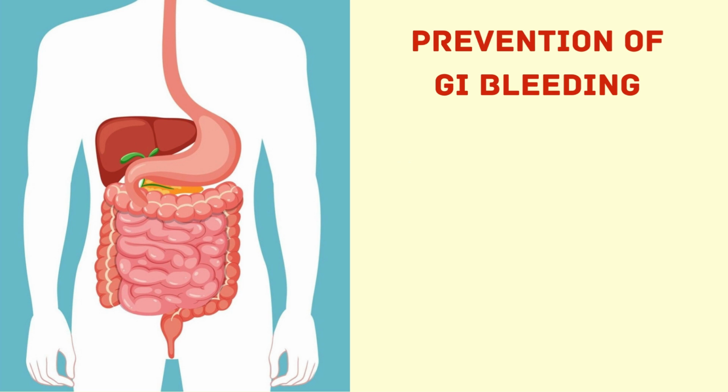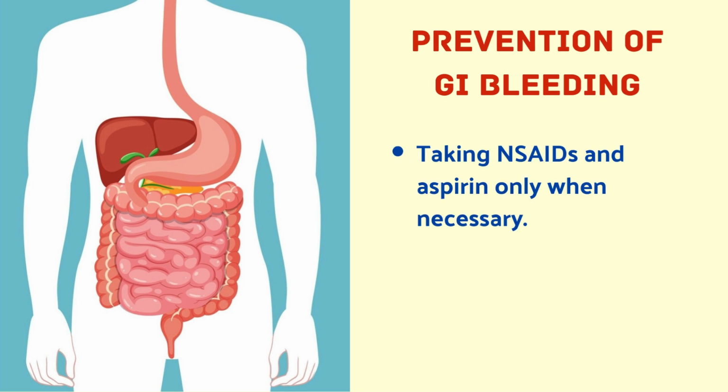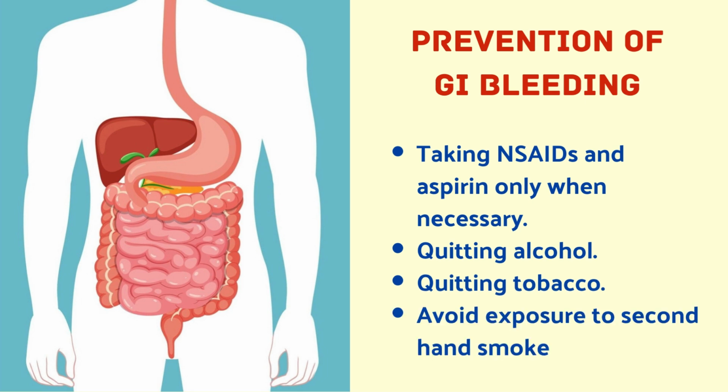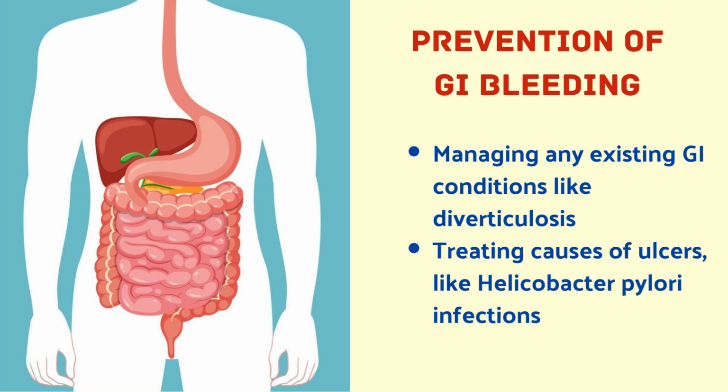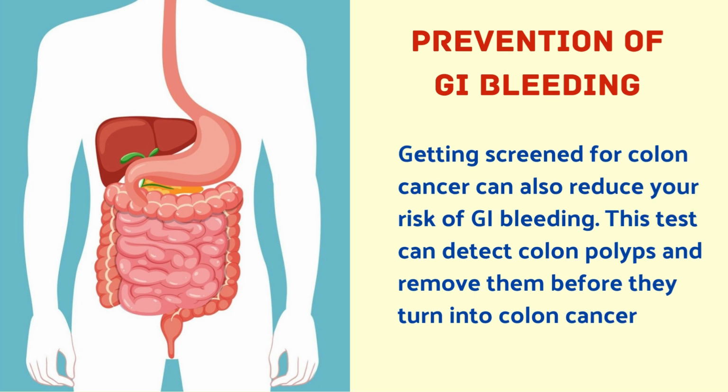Now let us discuss the prevention of GI bleeding. Take NSAIDs and aspirin only when necessary. Quit alcohol. Quit tobacco. Avoid exposure to second-hand smoke. Manage any existing GI conditions like diverticulosis. Treat causes of ulcers like Helicobacter pylori infections. And getting screened for colon cancer can also reduce your risk of GI bleeding. This test can detect colon polyps and remove them before they turn into colon cancer.